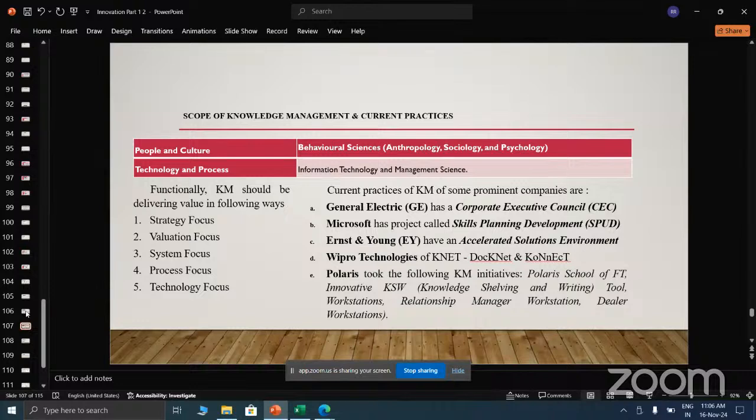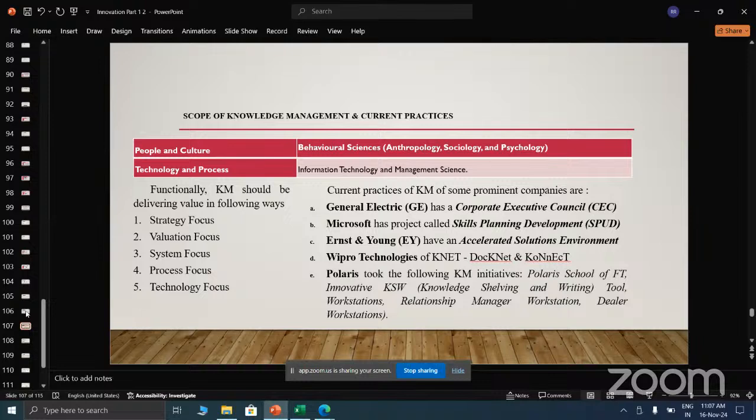Now let's look into current practices of knowledge management in a few prominent companies. GE, as you already know, stands for General Electric. It has a corporate executive council. Microsoft, on the other hand, has skills planning development. Ernst and Young, one of the big fours, has accelerated solutions environment. Wipro Technologies, one of the prominent MNCs, has Knet, .NET, and Connect. That is correct actually, but it is rechristened as KONNECT.